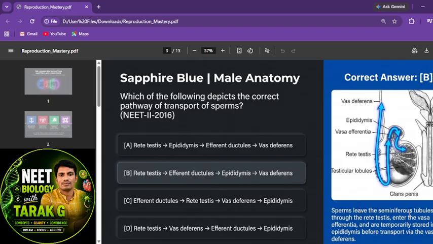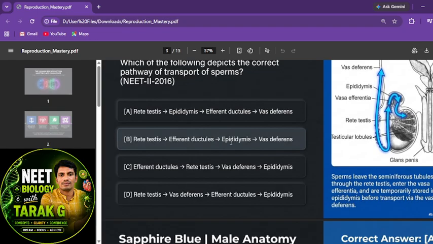Sperms leave the seminiferous tubules through the rete testis, then enter the vas efferentia and are temporarily stored in the epididymis for maturation, then transported via the vas deferens. See, this sequence is very important: rete testis, efferent ductules, which are the vas efferentia, and epididymis, and vas deferens last. Here it was quite reverse. I hope you clear this question, which was asked in the second phase in 2016.